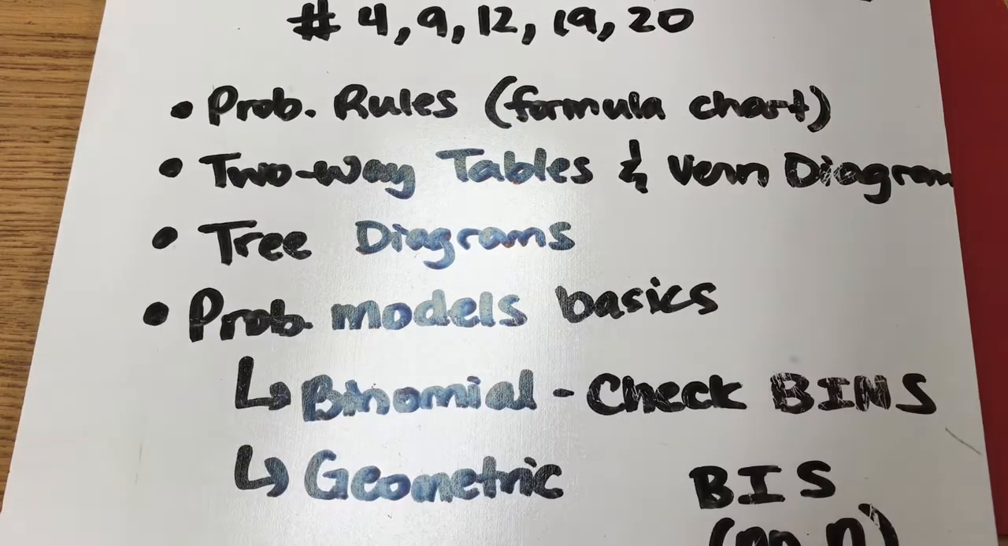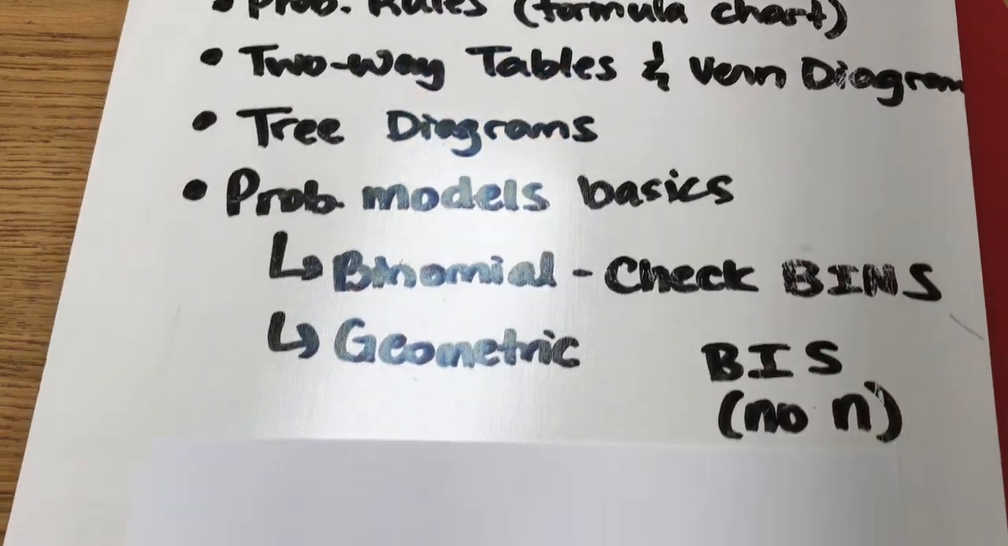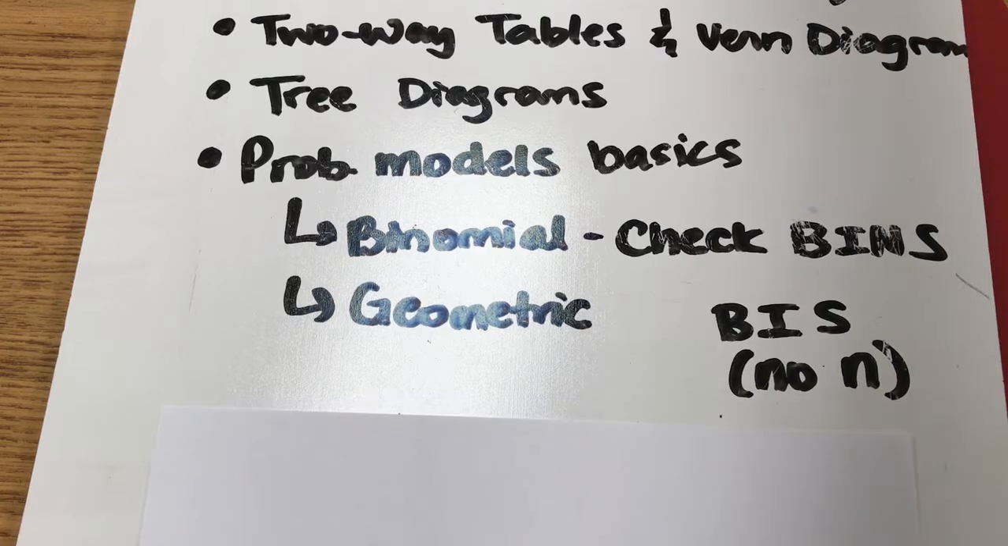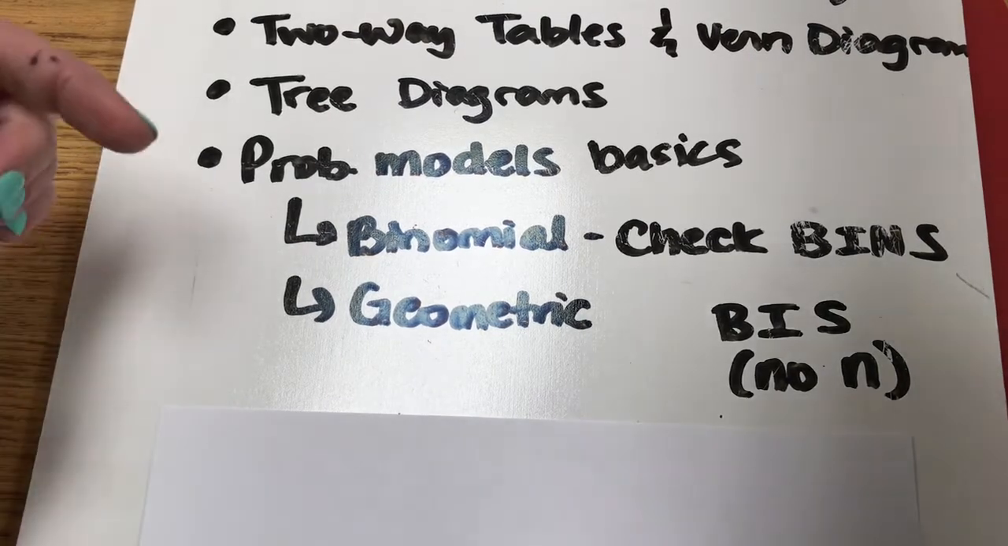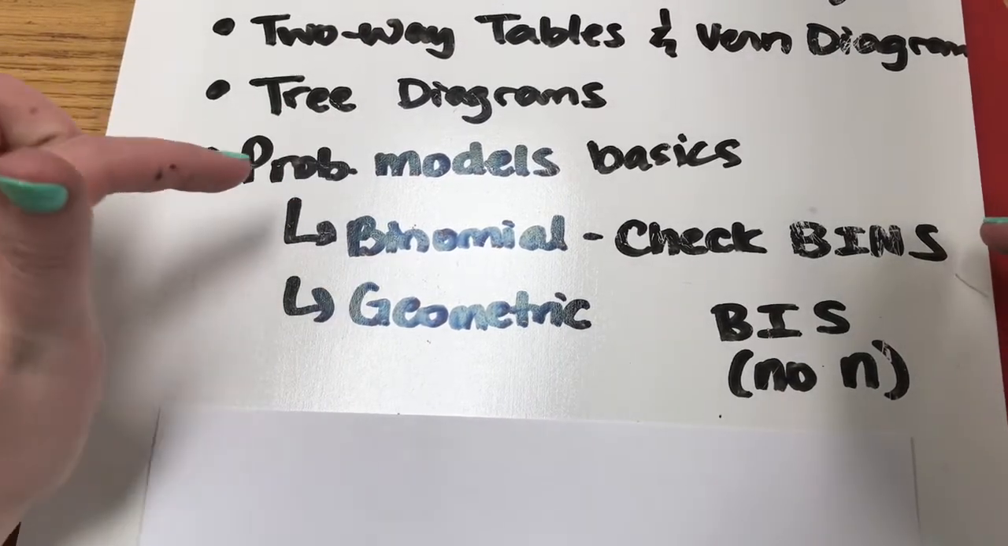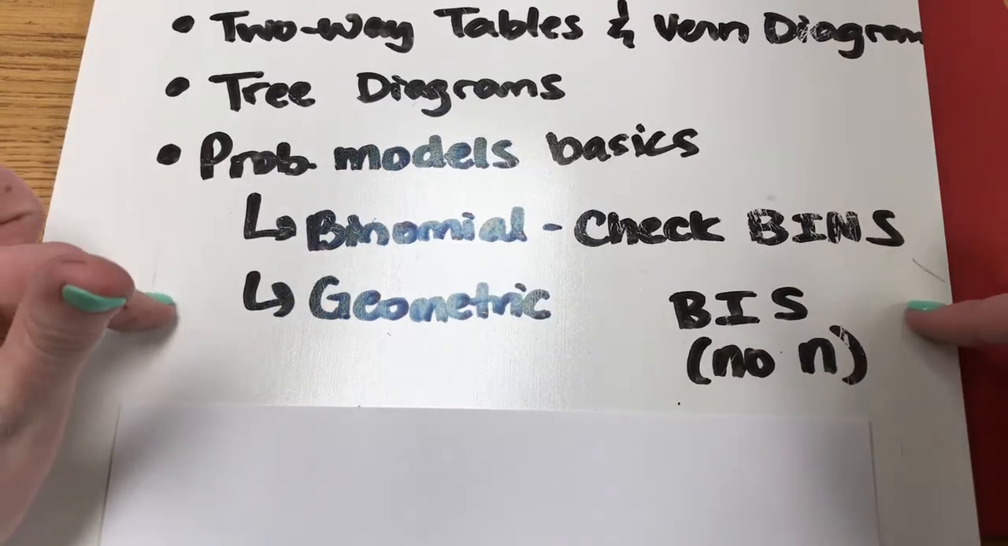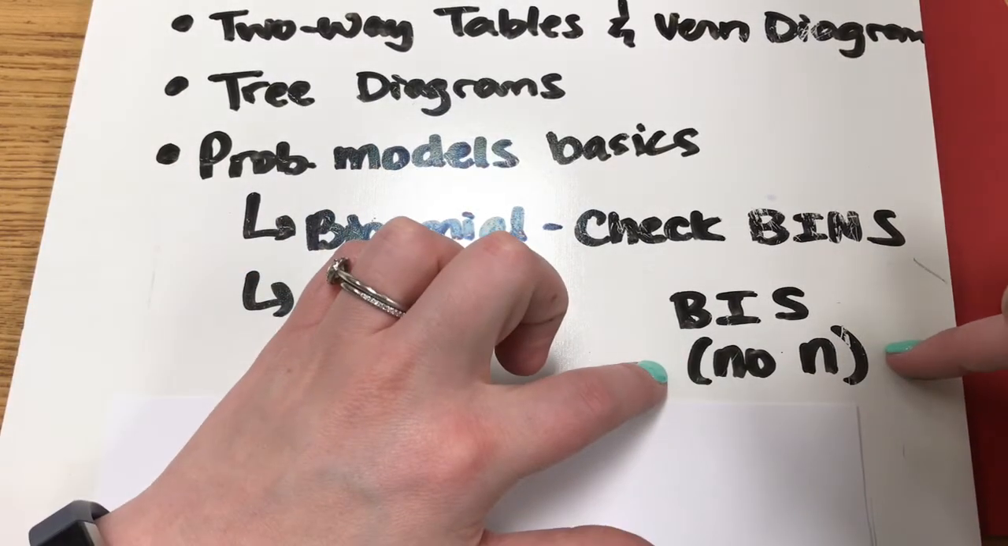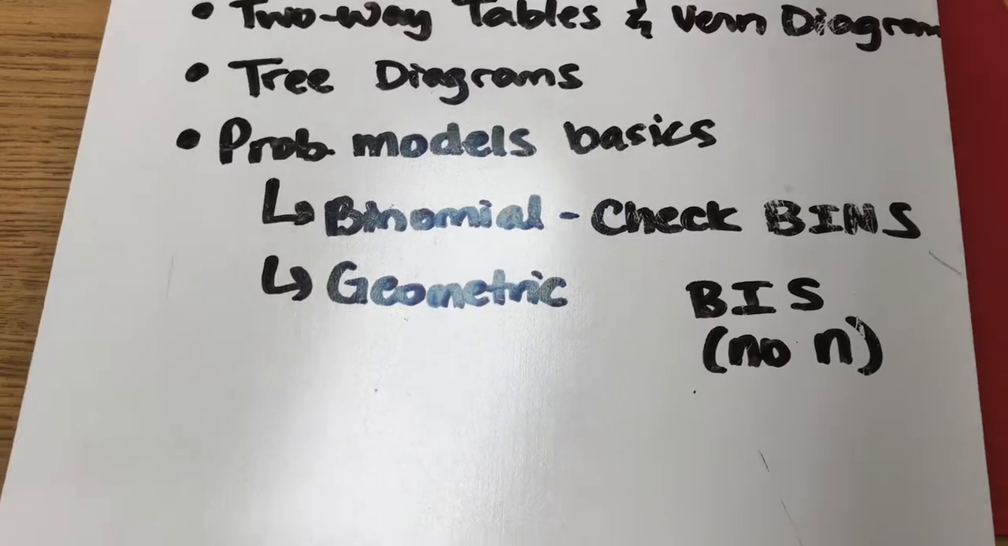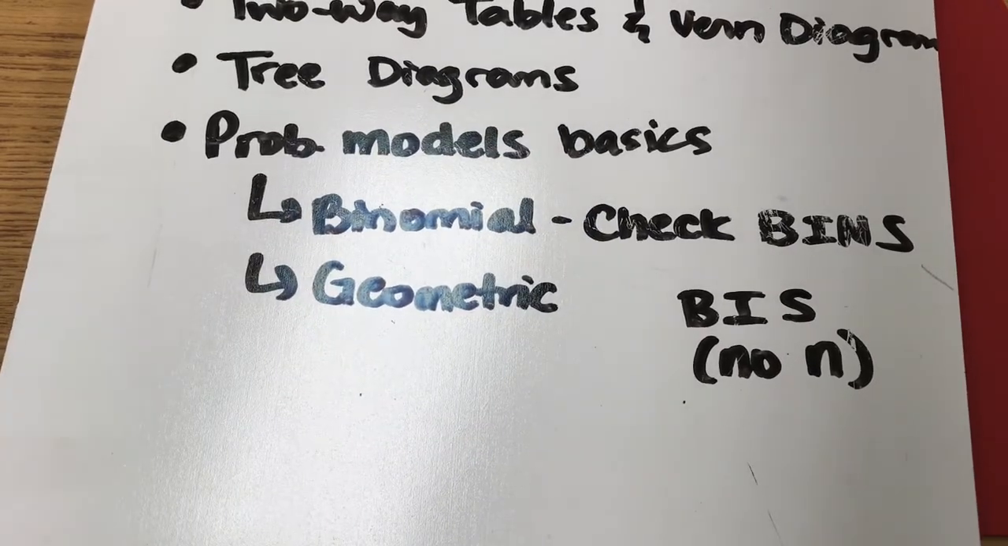And then the more specific probability models, we had binomial and geometric, also normal, but we've talked about that already in chapter 2. So binomial, check the bins, and then geometric, the only difference was there was no fixed number of trials. Okay, so first one we're going to look at is number 4.